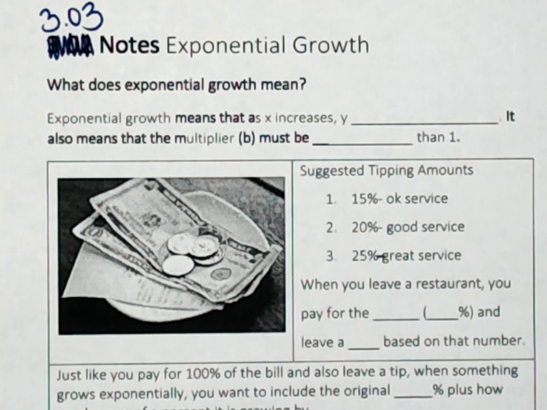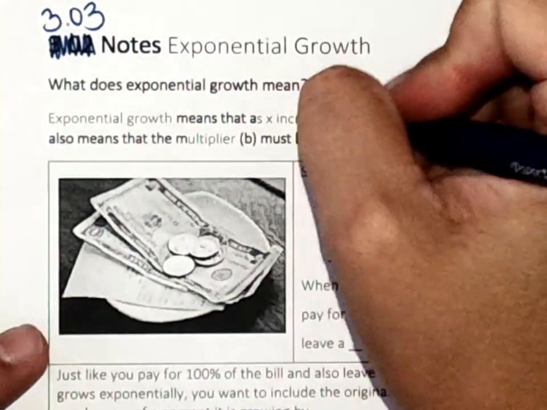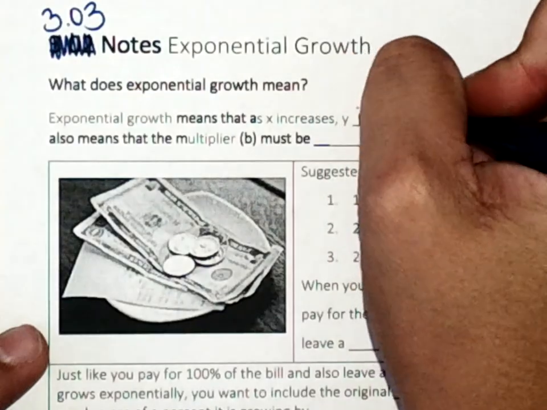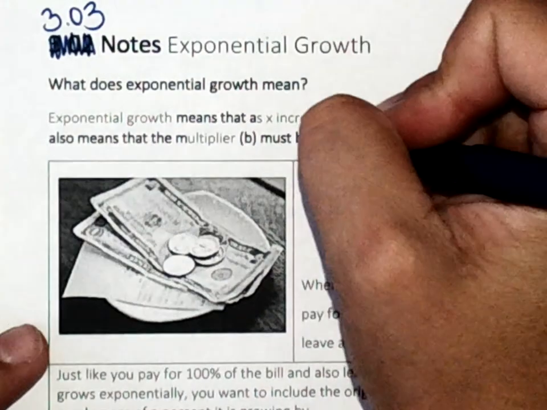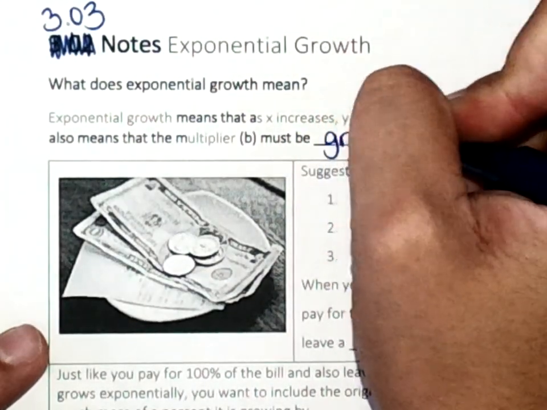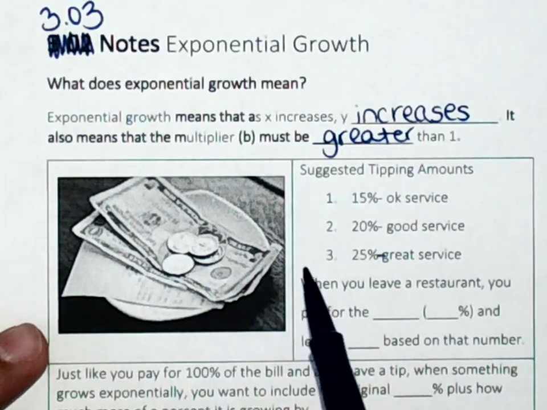In these notes, we're going to be talking about exponential growth more specifically. Exponential growth means that as x increases, y increases. It also means that the multiplier must be greater than 1. Suggested tipping amounts are a great example for exponential growth.